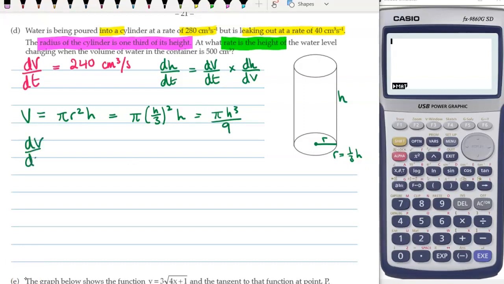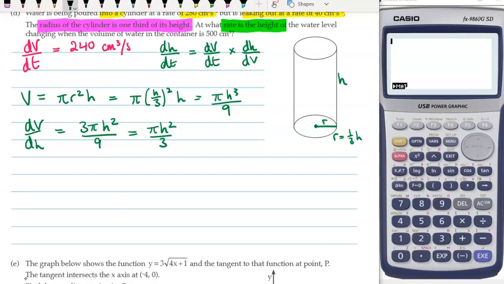So dV by dH, if we differentiate that now, we'll bring the 3 down. So it's 3, oops, I missed the pi, 3 pi h squared over 9, which simplifies to pi h squared over 3. So then going back to dH by dt, that we want to work out, it will be dV by dt, which is 240, times by dH by dV, which is this thing flipped over, so 3 over pi h squared.